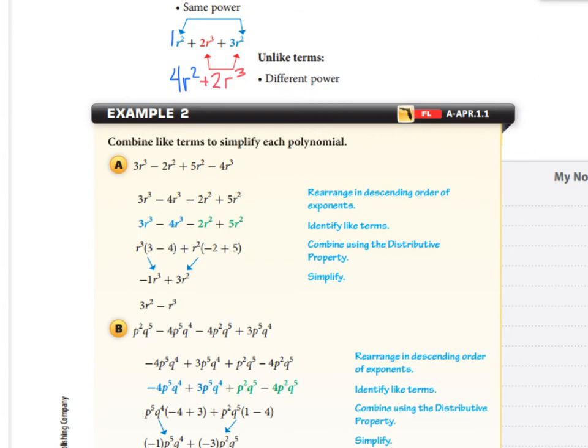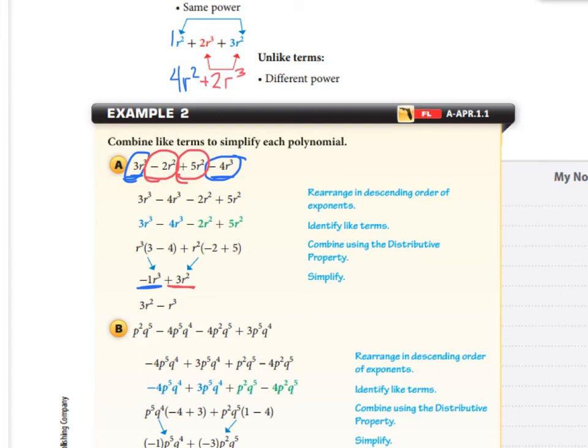So in letter A, they make it, I think, to be honest, very confusing. So for example, I've got a 3r cubed here and a negative 4r cubed here. So I would go 3 minus 4, which is negative 1. And that's where they got this. Then the negative 2r squared is like terms with the 5r squared. Negative 2 plus 5 is where they got the positive 3r squared.